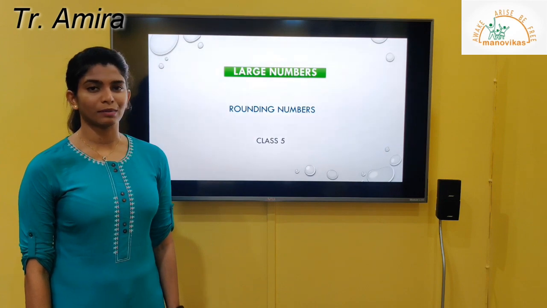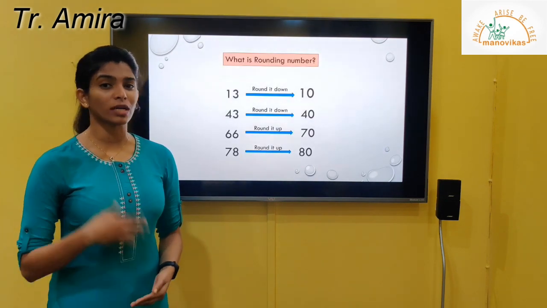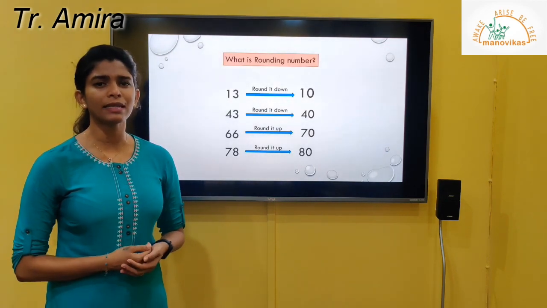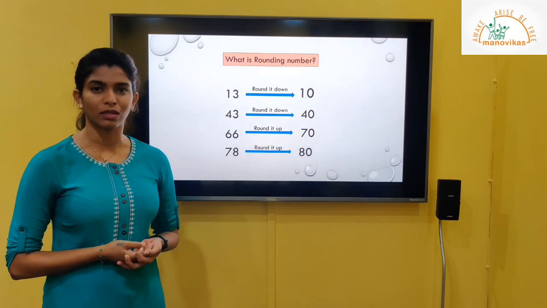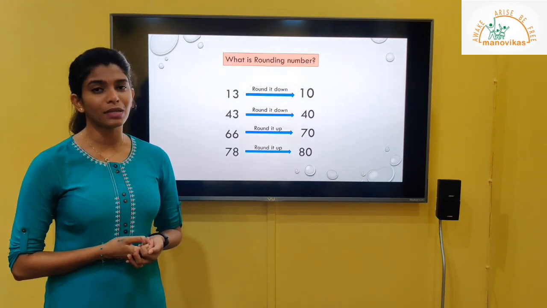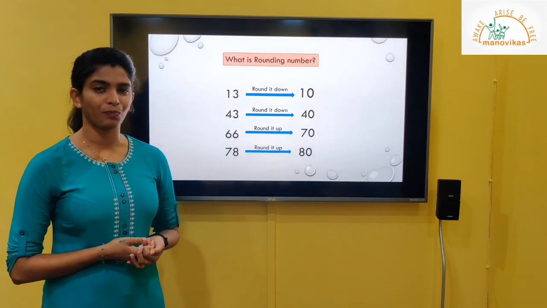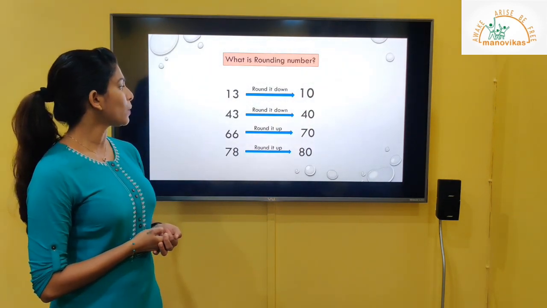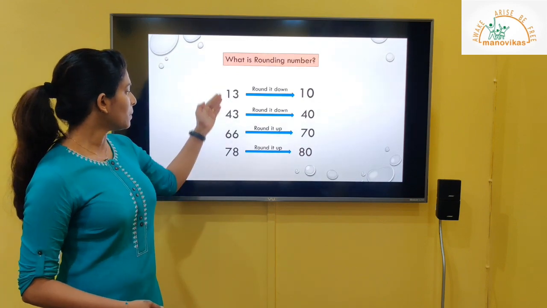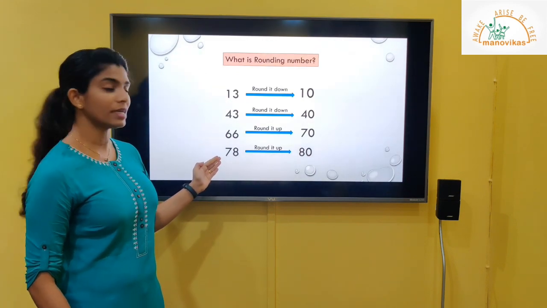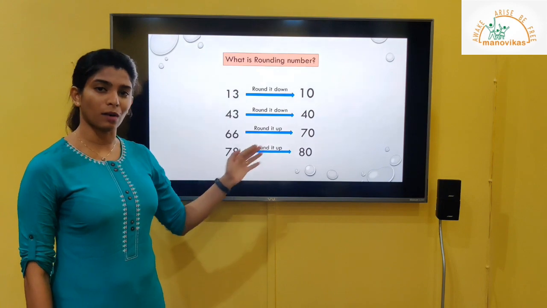What is rounding a number? The number is replaced with another number which is approximately equal to the original number. It is easier, simpler, and shorter to represent and calculate with the number.